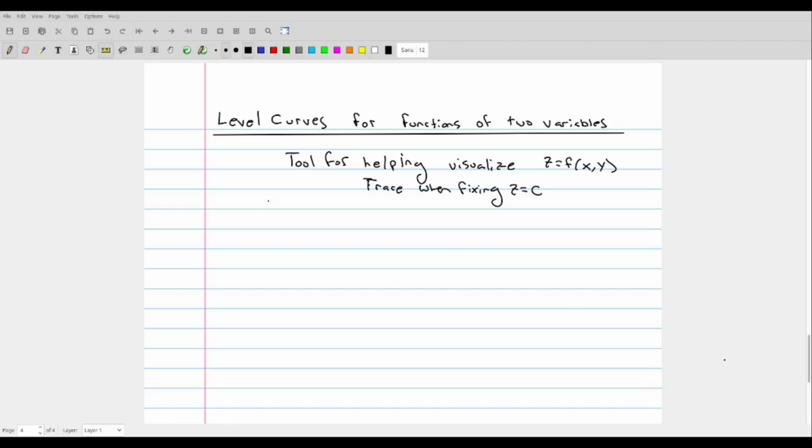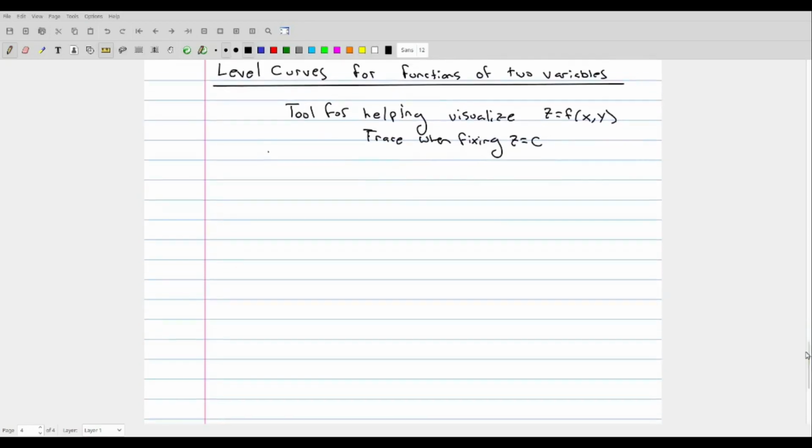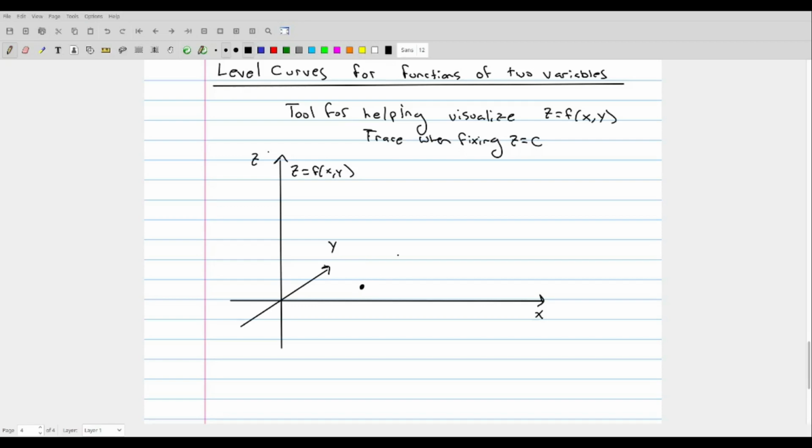And the picture that you want to have in your mind when you're thinking of this is the following. So we've seen that functions of two variables, or a function of x and y, can be visualized by looking at the graph of the function, which in general is going to be a surface over some domain.